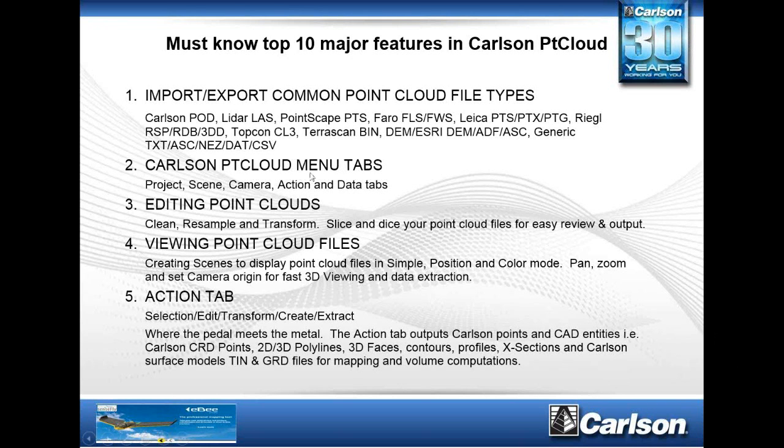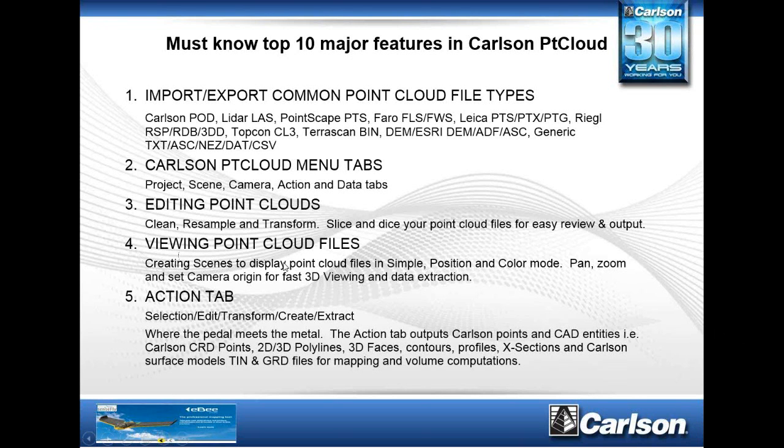We have Carlson Point Cloud menu tabs, which I will show shortly: project, scene, camera, action, and data tabs. When I bring in point clouds, to work with them, I like to slice and dice the point clouds for easy review and output. If I want to focus just on one specific area, I use resample quite a bit, clean. Transform allows you to transform the coordinates to maybe state plane if you get a scan that's not in state plane.